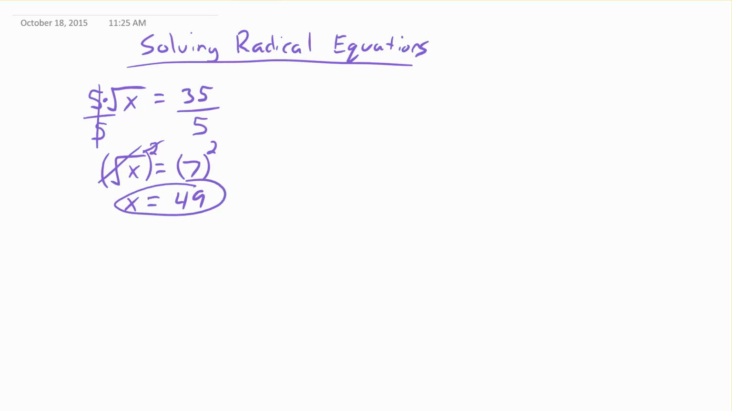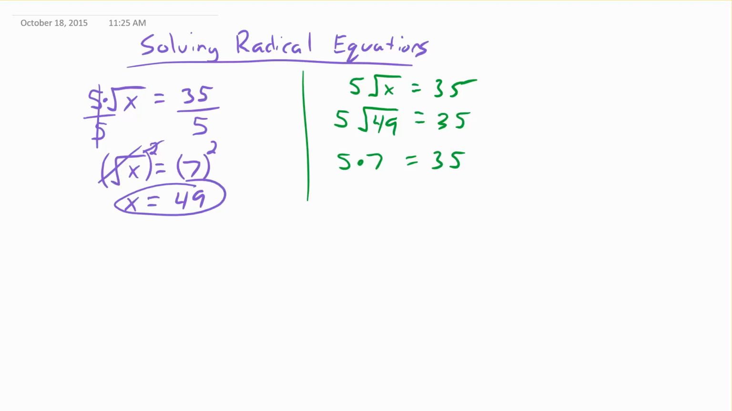Okay. The next thing that I'd like you to do is called verifying. What I mean by verifying is we're going to go back to the original equation and see if we put this in, does it actually equal 35? Does the left side of this equation equal the right if we replace the x that we figured out with 49? So the square root of 49 is 7. Then 5 times 7 is 35, and that is equal to 35. Well, yeah, that's true. So that's how we're going to check our equations.